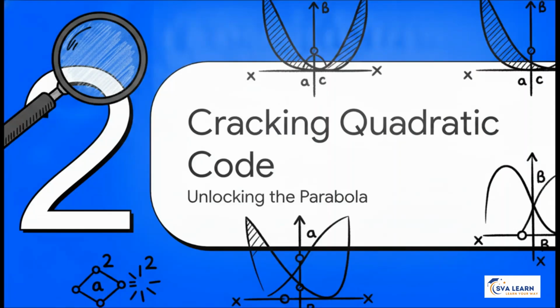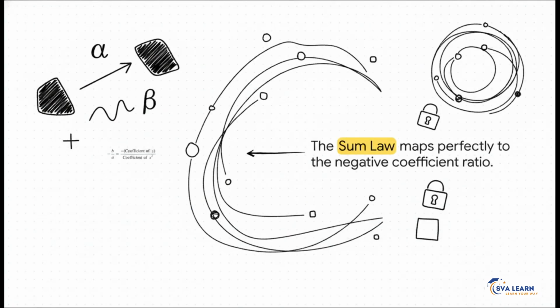Let's find out in Section 2, cracking the quadratic code, unlocking the parabola. Okay, let's put a magnifying glass on quadratics. These are parabolas. Their highest power is 2, which means they can have at most 2 zeros. Let's call these two zeros alpha and beta. Here is their first unbreakable biological law.